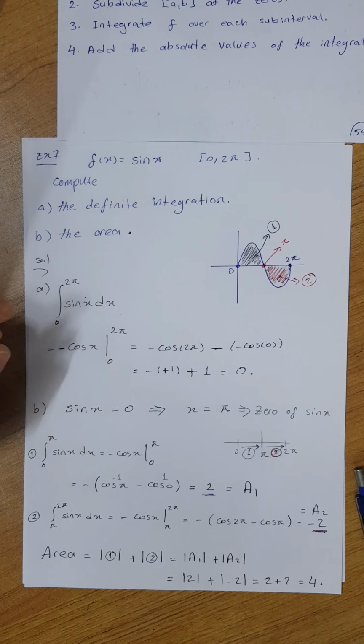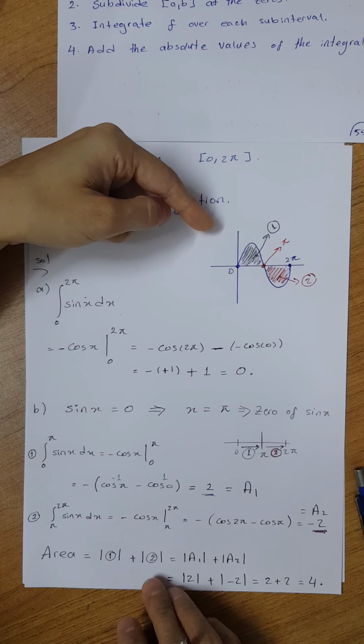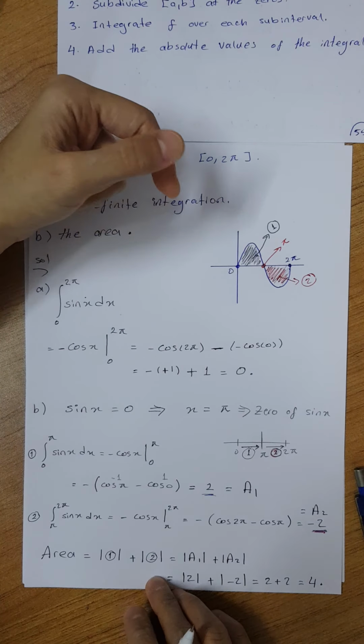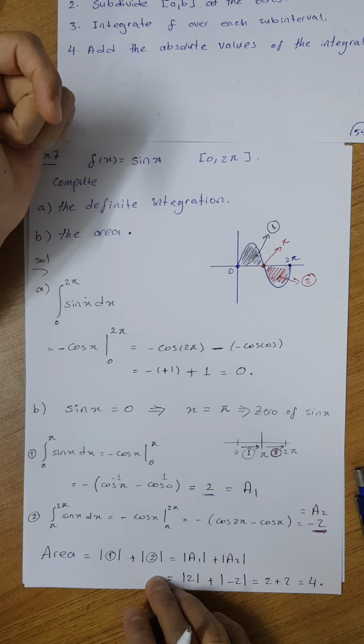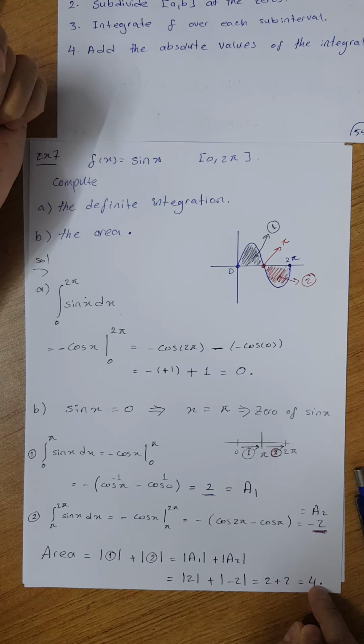Okay? So what is the area of the part that is between the sine function and the x-axis over the interval 0 to 2 pi? It's equal to 4.